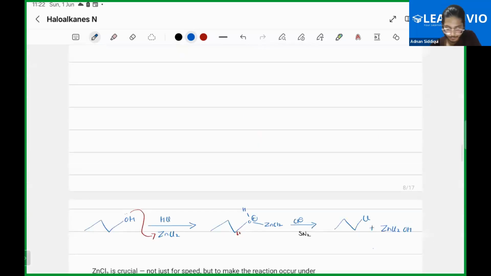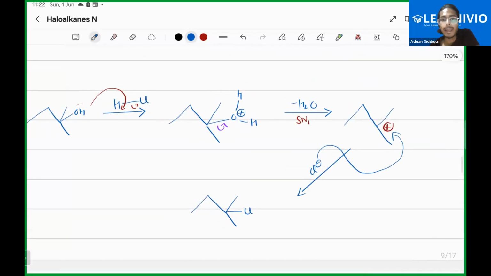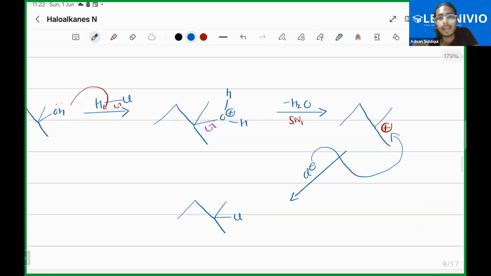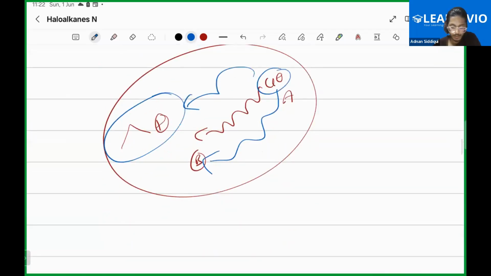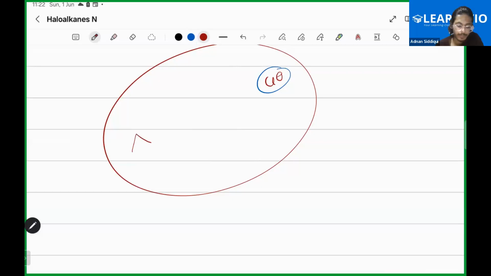On the other hand, if I am talking about this 3-degree carbocation, in the reaction, this 3-degree carbocation can sustain for some period of time. What I'm saying is, inside this pool, if I am having a 3-degree carbocation, right?